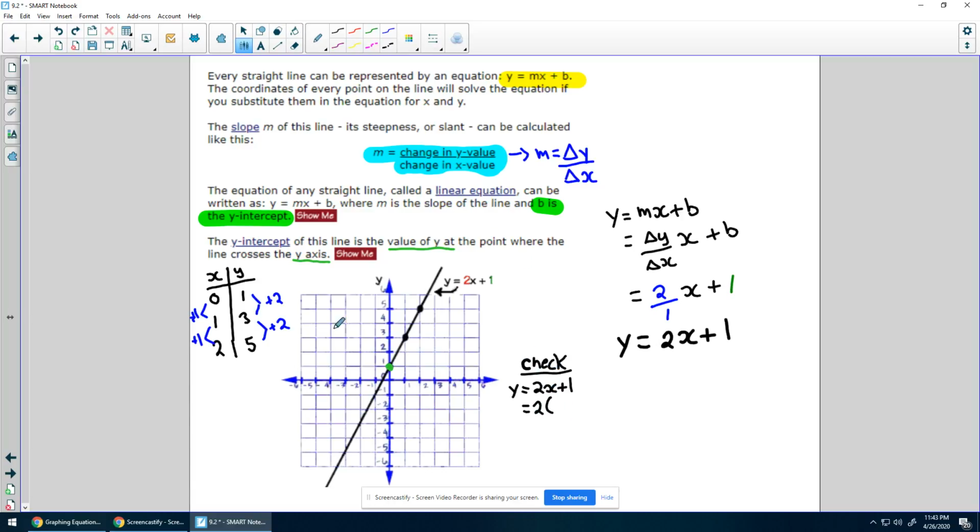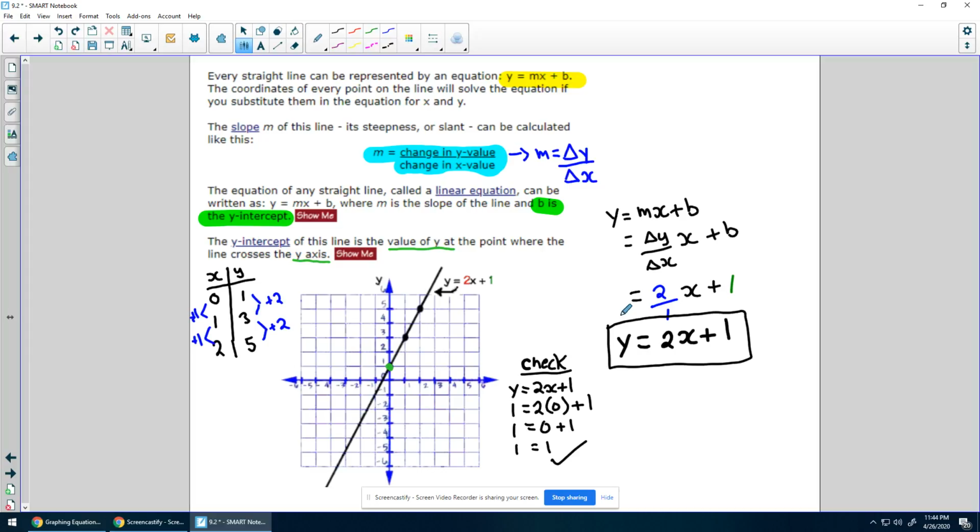To substitute, look at our chart. Let's substitute in right away. Let's just start with this, 0 plus 1, and our y value in this case is 1. Okay, drop everything down. 2 times 0, 0, plus 1, 1. Keep our equal sign. What's 0 plus 1? 1. Does 1 equal 1? Check. We know that this linear equation is correct.